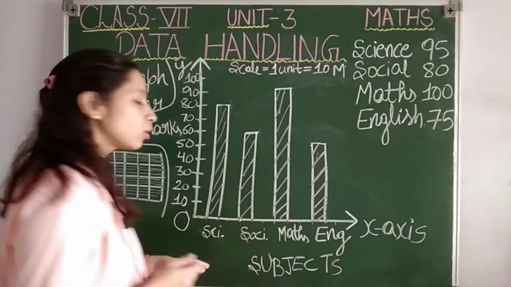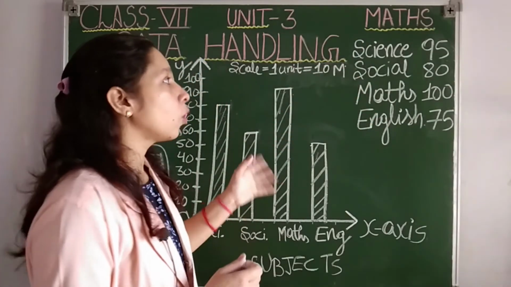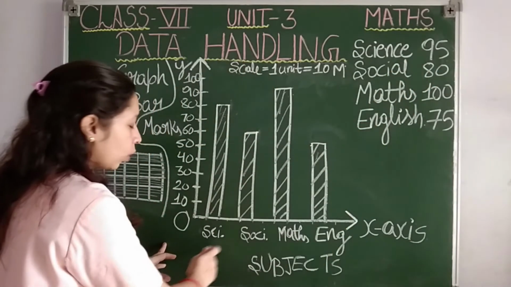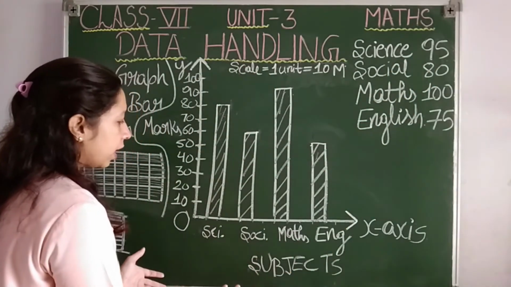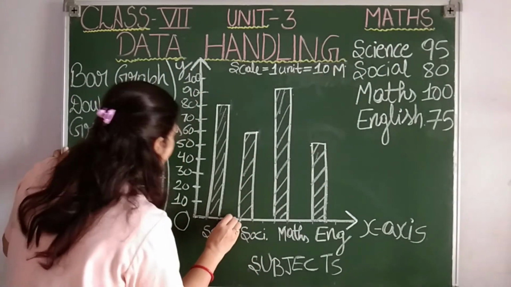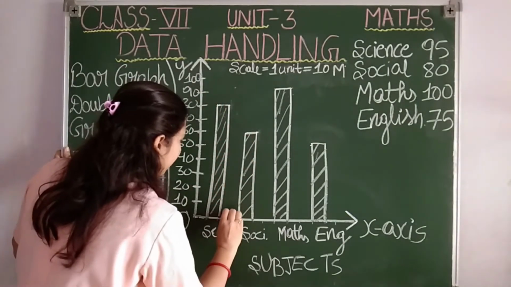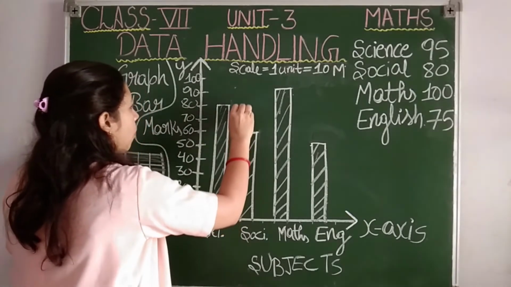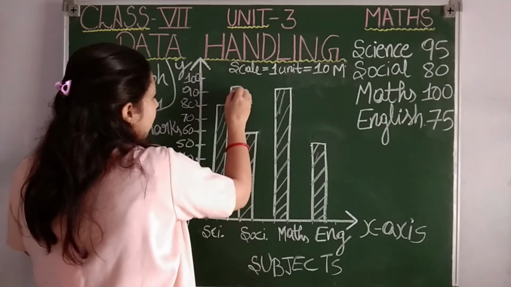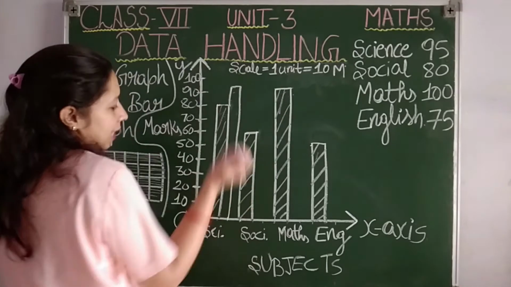How? See, first term marks I have already drawn. Now on the same graph I am going to draw the bar for the second term also. Look how. Science how much? 95. No need to write the subjects again because they are already written. So go to the science area and mark 95. Here I want to show 95. Look, I am going to draw a bar. I have drawn this bar, and if you want you can give some different shade here. So this will be science 95.